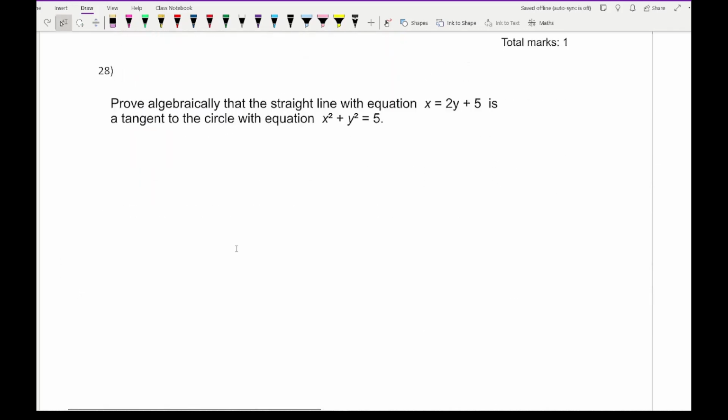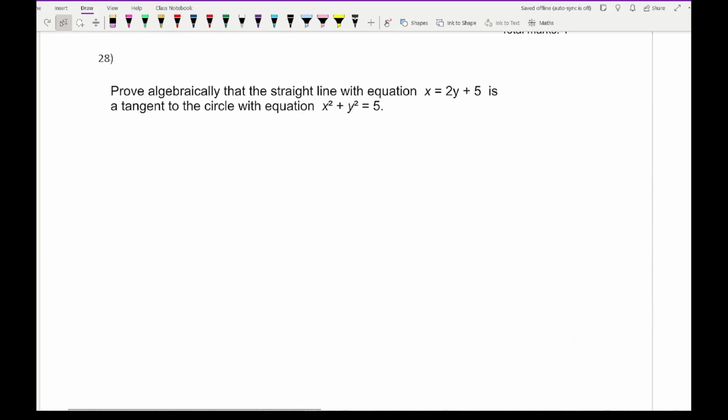Then question 28 is prove algebraically that the straight line with the equation of x equals 2y plus 5 is a tangent to the circle with equation x squared plus y squared equals 5. So if it's a tangent, then there should only be one solution. So let's just go about doing that. So the first thing we need to do is we're going to swap x with 2y plus 5 in the equation of the circle. So what I've got is 2y plus 5 squared plus y squared equals 5.